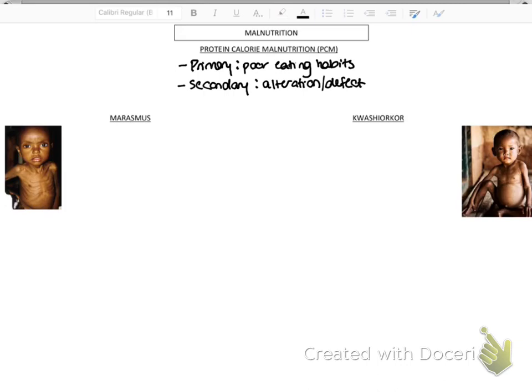Secondary means that there's some kind of alteration or defect. They either don't take it in, don't absorb it, or don't get rid of it the right way. There's some kind of anatomical defect or disease process that causes them to not absorb or take in nutrients the way they're supposed to. But for the most part, people just get protein calorie malnutrition because they don't eat well. They don't get enough of it in their diet.